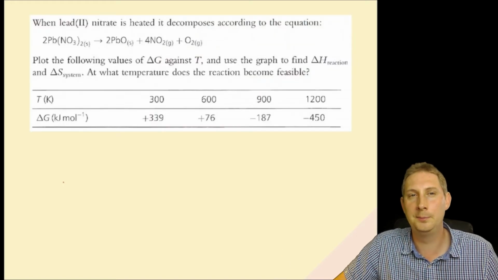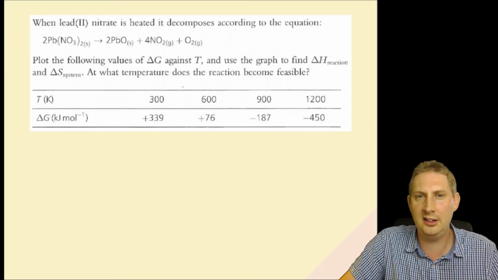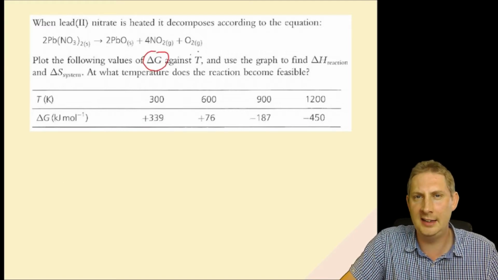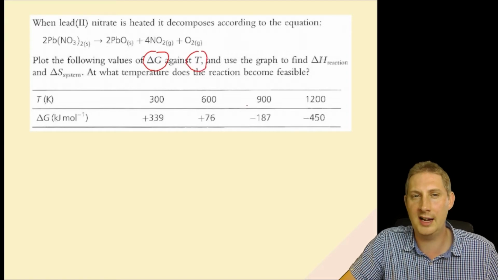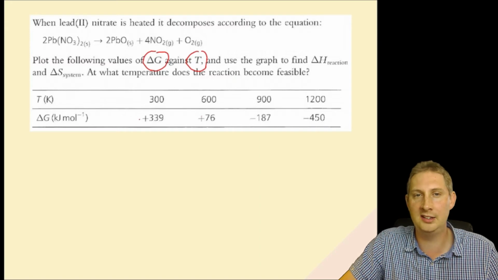Here's an example. When lead 2 nitrate is heated, it decomposes according to the equation. Plot the following values of delta G against T and use the graph to find delta H reaction and delta S system. At what temperature does the reaction become feasible?